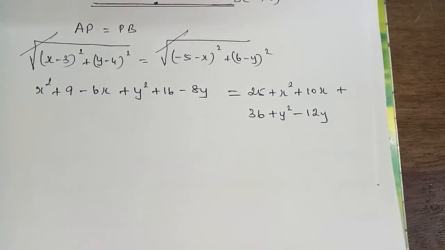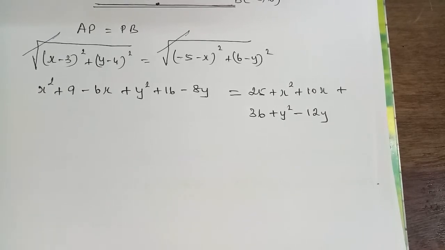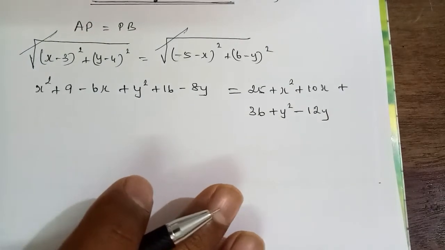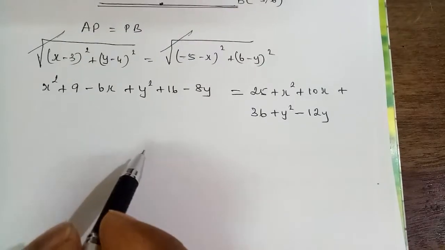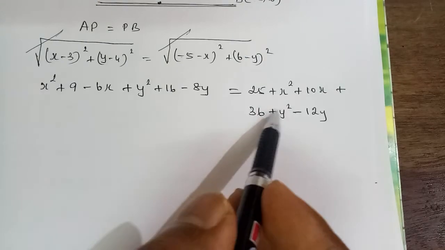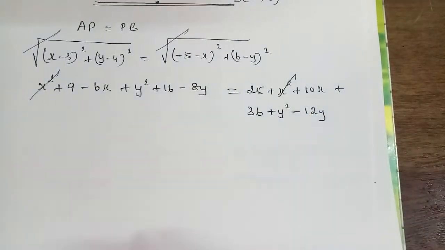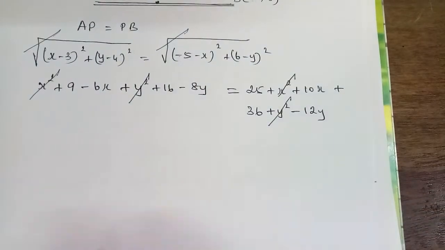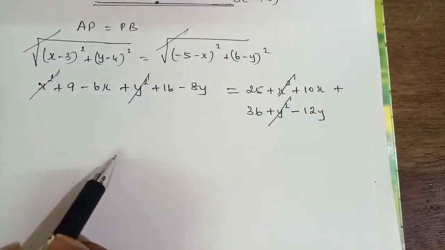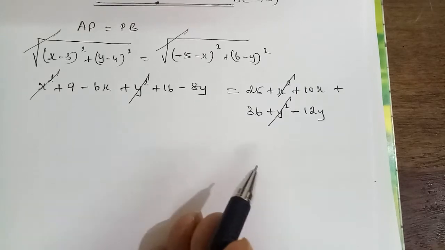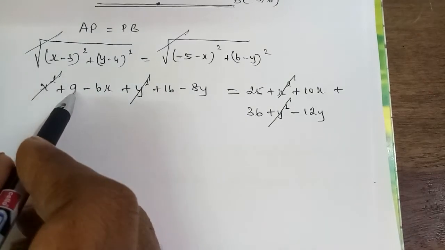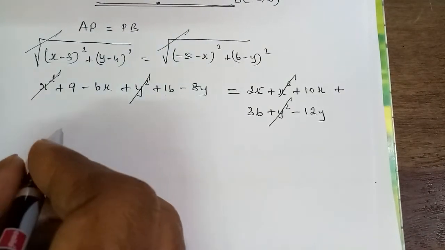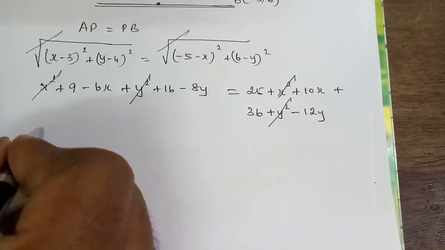I hope you know the formula for (a minus b) the whole square and (a plus b) the whole square. You take the formula and apply, you will be getting like this. I have given it directly because you already know how to find it. Okay, so now any cancellation? On the left hand side and right hand side, x square and x square will cancel, y square and y square will cancel. Now we'll bring variables to the left hand side and constants to the right hand side. What is our constant here? 9 plus 16 is 25.